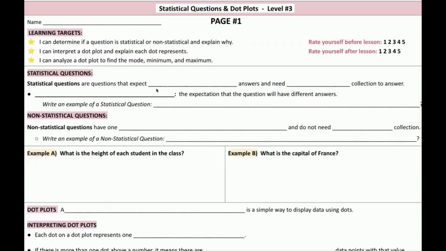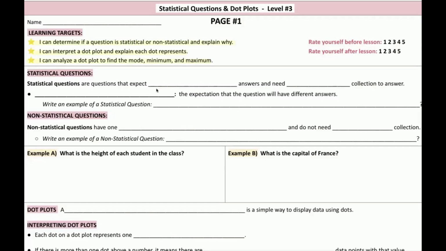Let's get started. Our learning targets today are: I can determine if a question is statistical or non-statistical and explain why. I can interpret a dot plot and explain what each dot represents. And I can analyze a dot plot to find the mode, minimum, and maximum.